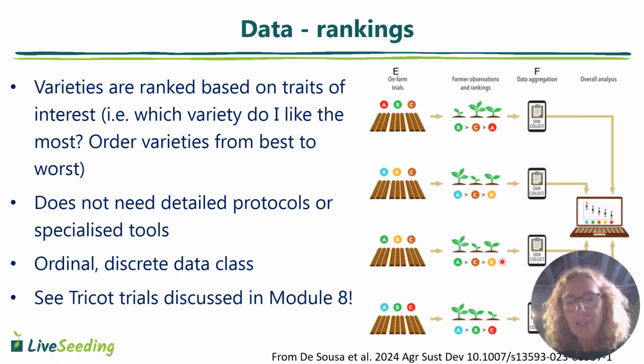So that's just an illustration of a TRICO trial using data from rankings, and really powerful in that it's very easy to train and implement in the field. And if you have many participants, you can generate a lot of data. And then, as we talked about in Module 8, there is a recognized statistical approach to analyzing that data. So it's a really useful approach.